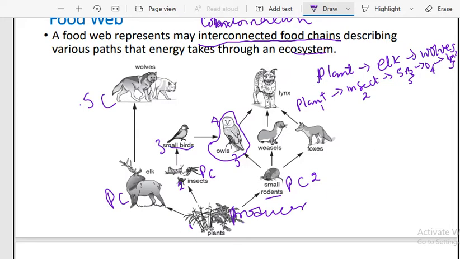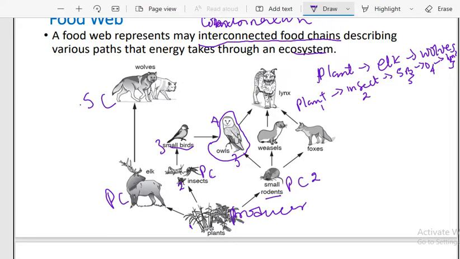So this is how you interpret it. In that question, they might ask you to draw a food chain that has 5 trophic levels. So you look at the food web and you'll be able to bring it up. Now, if I want to draw a food chain that has 4 trophic levels, I can decide to start with plant, small rodent, a weasel and a lynx. That's 4. 1, 2, 3, 4.